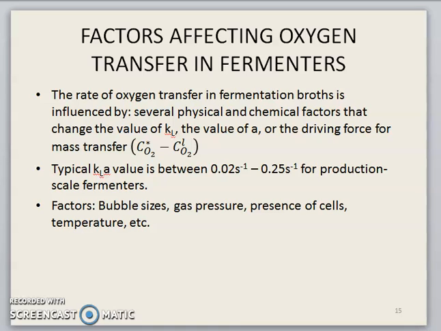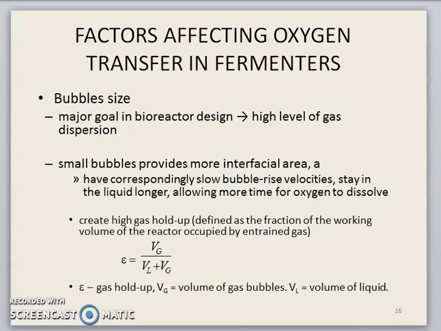The typical kLa value will be between 0.02 per second to 0.25 per second for production scale fermenters. The factors that affect the oxygen transfer are bubble size, gas pressure, the presence of the cells, the temperature and others. We'll look into it later. Okay, let's start with the bubble size.